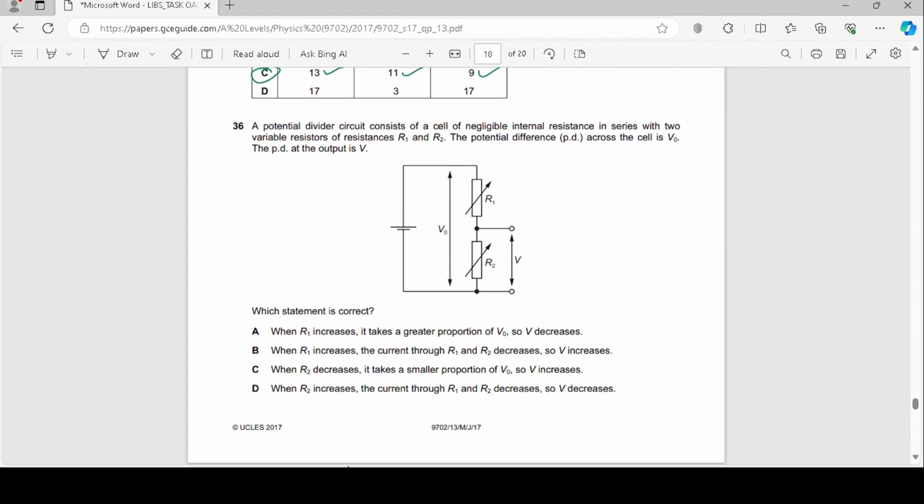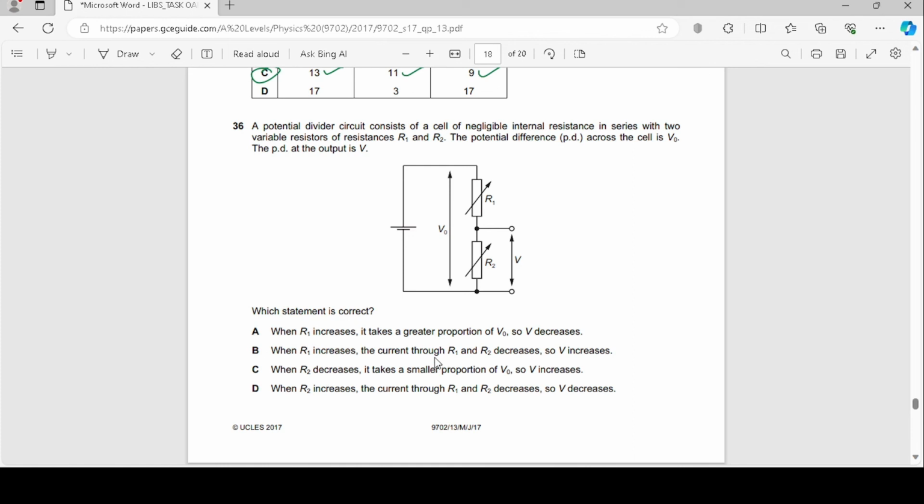And next we have question 36. A potential divider circuit consists of a cell of negligible internal resistance in series with two variable resistors of resistances R1 and R2. The potential difference (PD) across the cell is V0. The PD at the output is V. So which statement is correct? The potential divider basically just splits the potential difference from the source into two parts across the components, right? So which statement is correct?